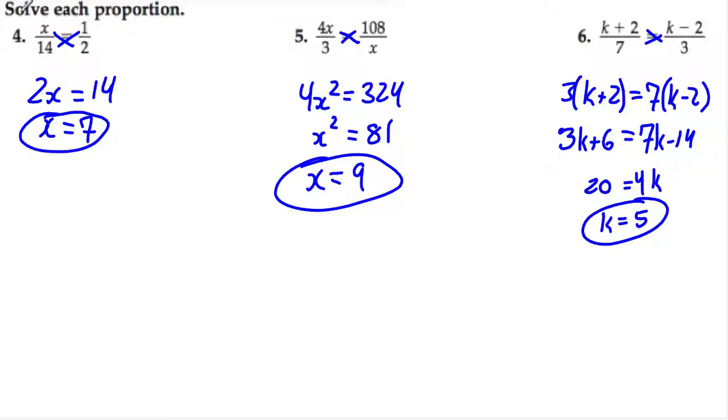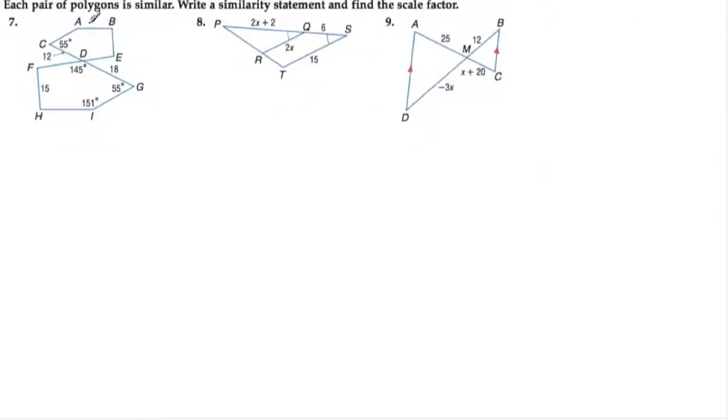Now, these proportions are key for when we're looking at similar triangles, because with similar triangles, sides are proportional. And that proportion of one side to the other is what we call the scale factor. So here we have polygons that are similar to one another. And the last two are triangles, and the first one is a pair of pentagons. So we want to write a similarity statement and find that scale factor.